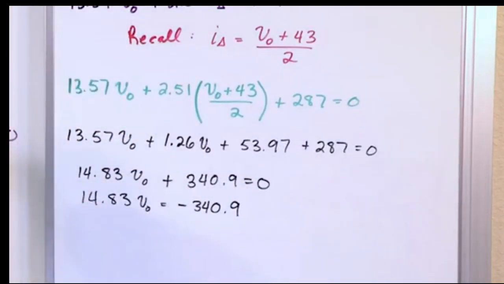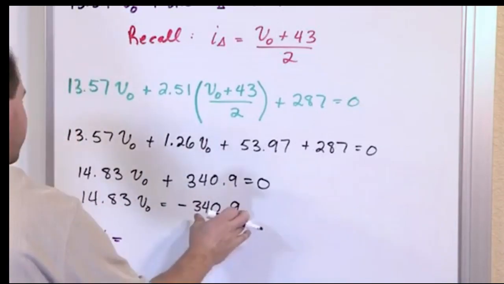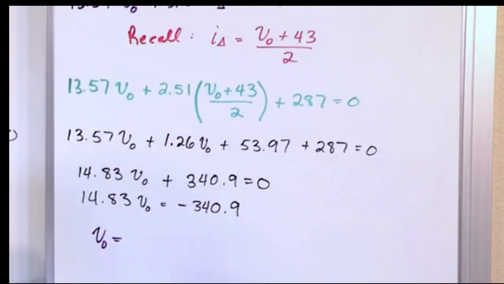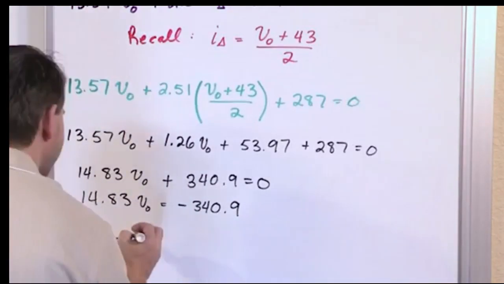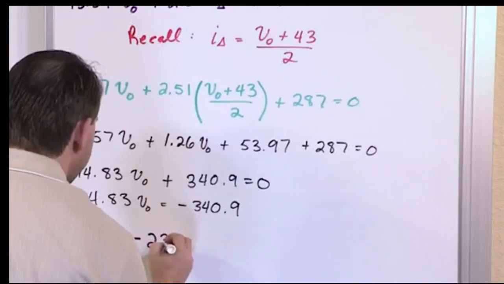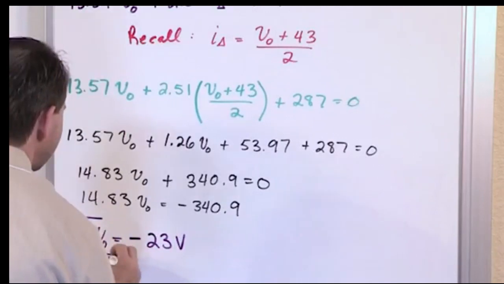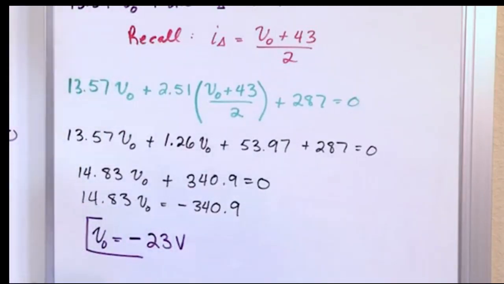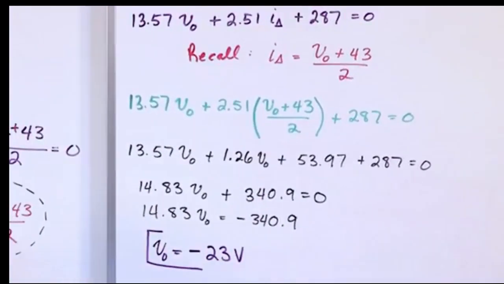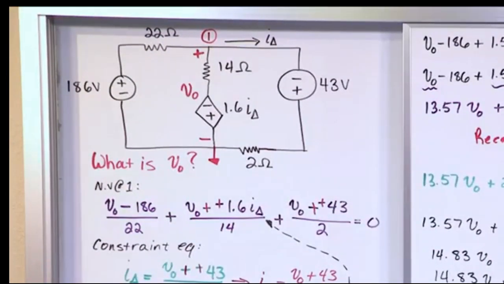All right, and for the grand finale, V naught, when you take this and you divide by this, negative 340.9 divided by 14.83, you're going to get something extremely close to negative, because of the negative sign, 23 volts. I think it's like 22.999 or something like that. So you get basically negative 23 volts. And that's the answer.